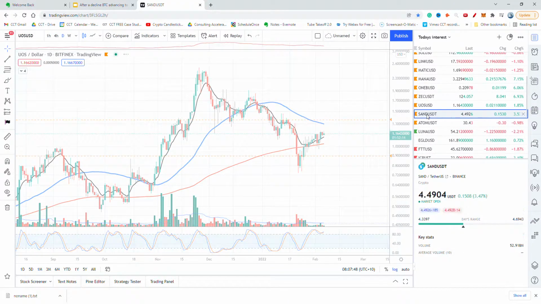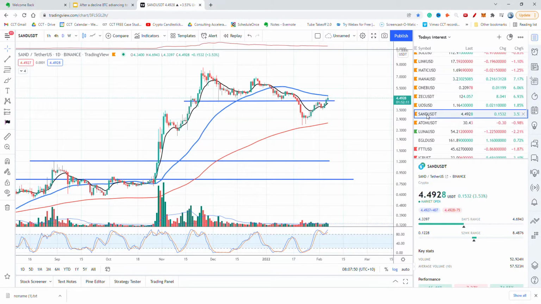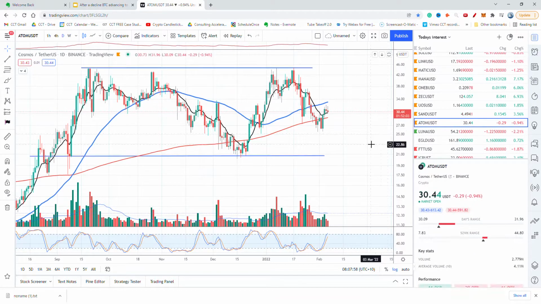Going through these ones here, we've got some major resistance above us, and it's either the 50 or the 200, or a trend line, the 50 and the 200. So not a very strong trading environment here.